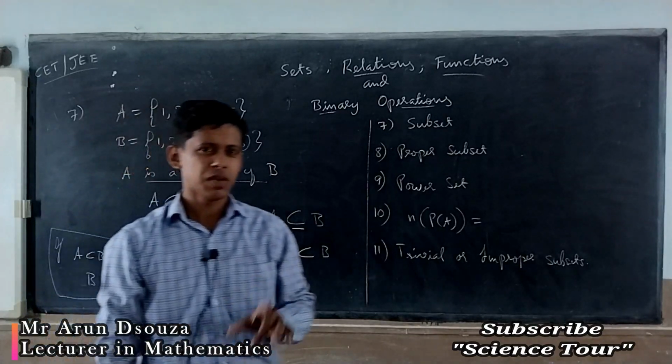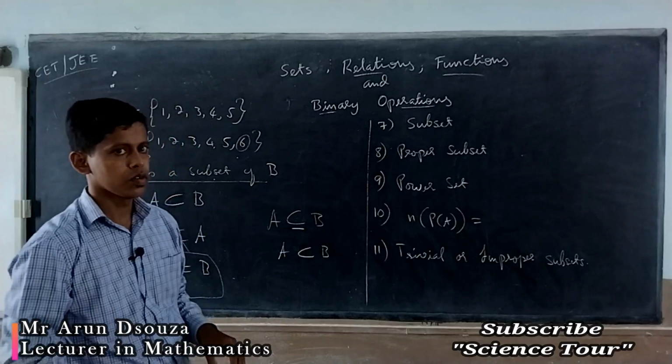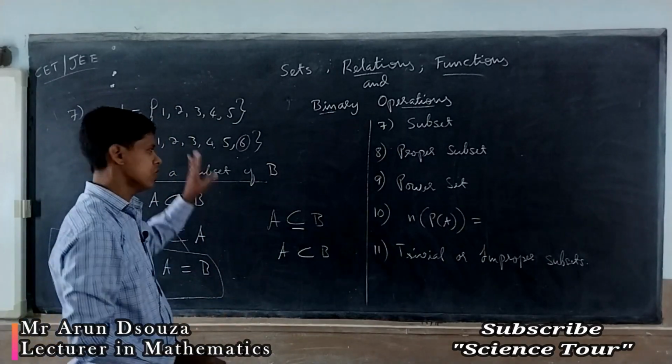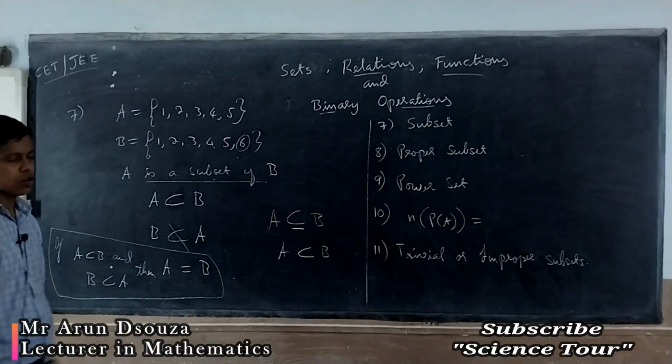They must have exactly the same elements. They need not merely have an equal number of elements. They should have exactly the same elements, A and B. Then they will be equal. Otherwise they are not equal.